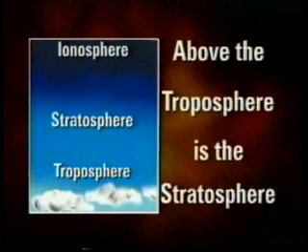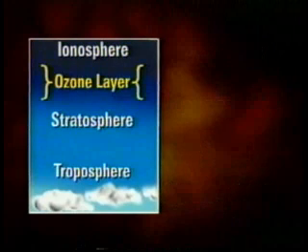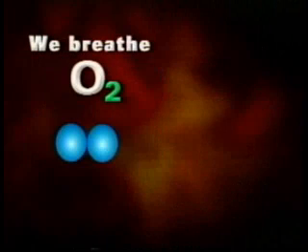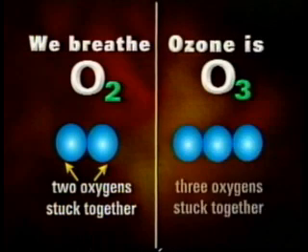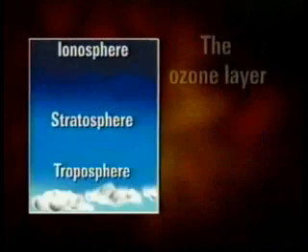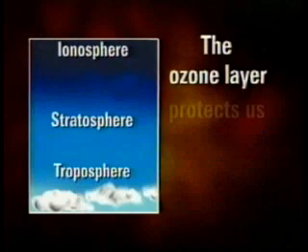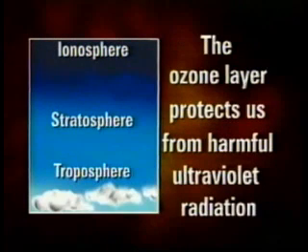Above the troposphere is the stratosphere. The stratosphere is where the ozone layer hangs out. Ozone is a different flavor of oxygen than we're used to. We breathe O2, which is 2 little oxygen atoms stuck together. Ozone is O3, 3 oxygen atoms stuck together. The ozone layer, as long as it lasts, protects us from harmful ultraviolet radiation.